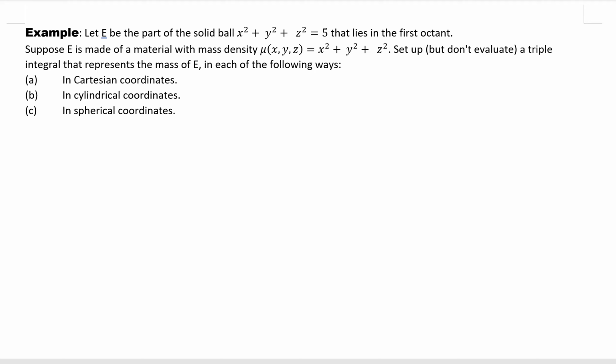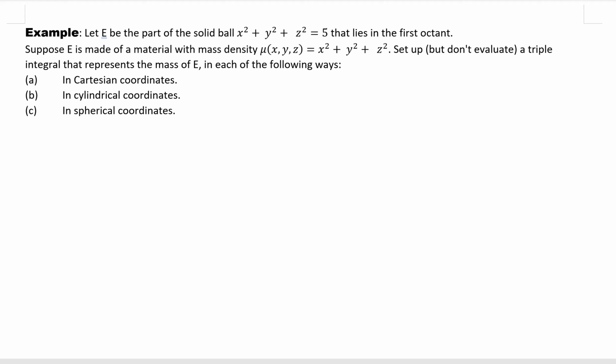First, A in Cartesian coordinates, which is the same as rectangular coordinates. B in cylindrical coordinates, and C in spherical coordinates. We usually use spherical coordinates if the solid is really like a ball or a portion of a ball, right? But now let's set up all three of them, so you can compare and see the difference between them.